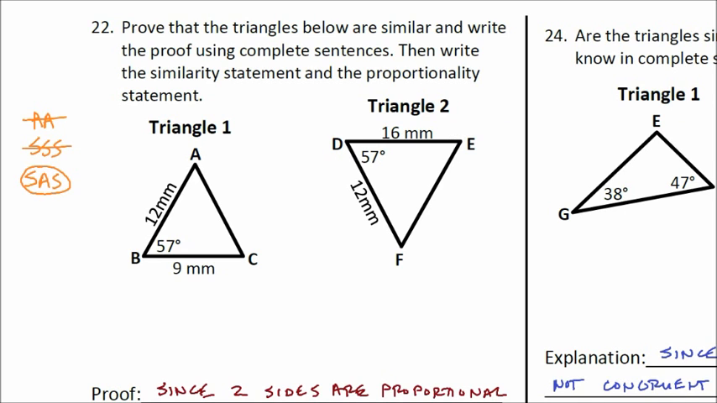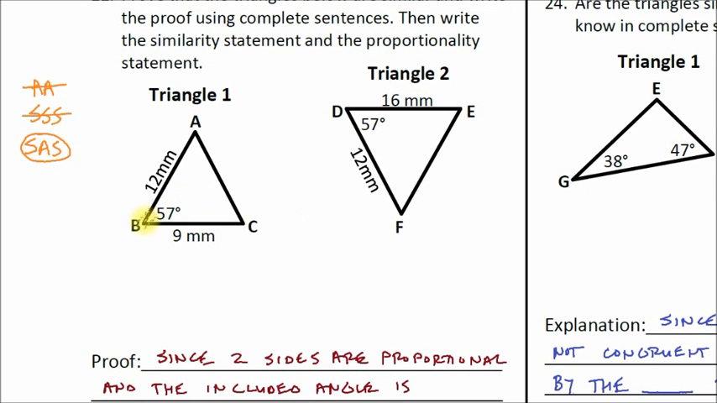So to use SAS, we've got to find one angle that's congruent. We've got that one. Angle B is congruent to angle D. And then let's verify. We know both of the sides that are around angle B. So angle B is the included angle between the known sides. And then angle D is the included angle. So it looks good. We can try SAS.